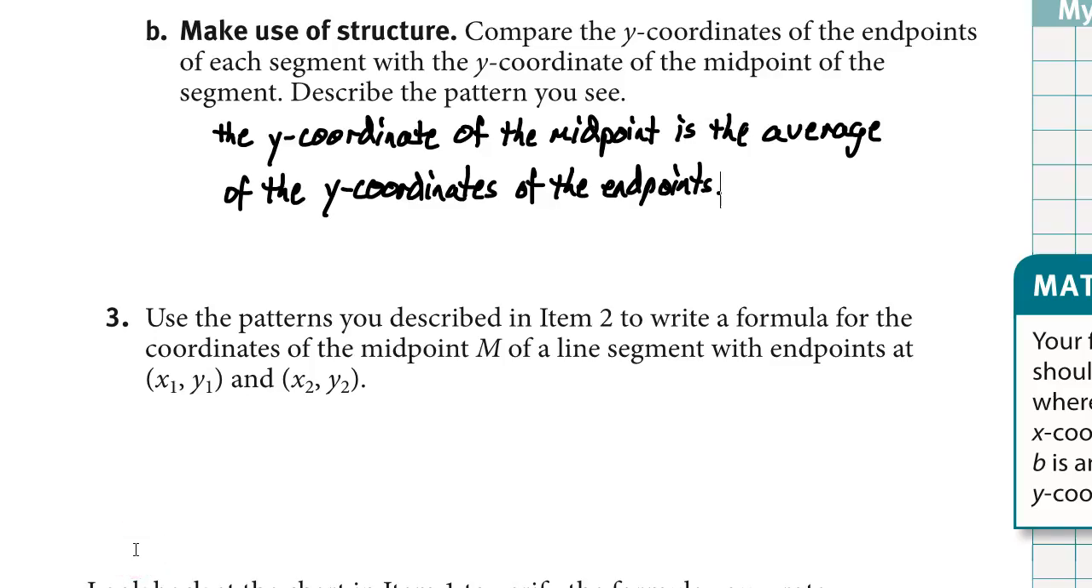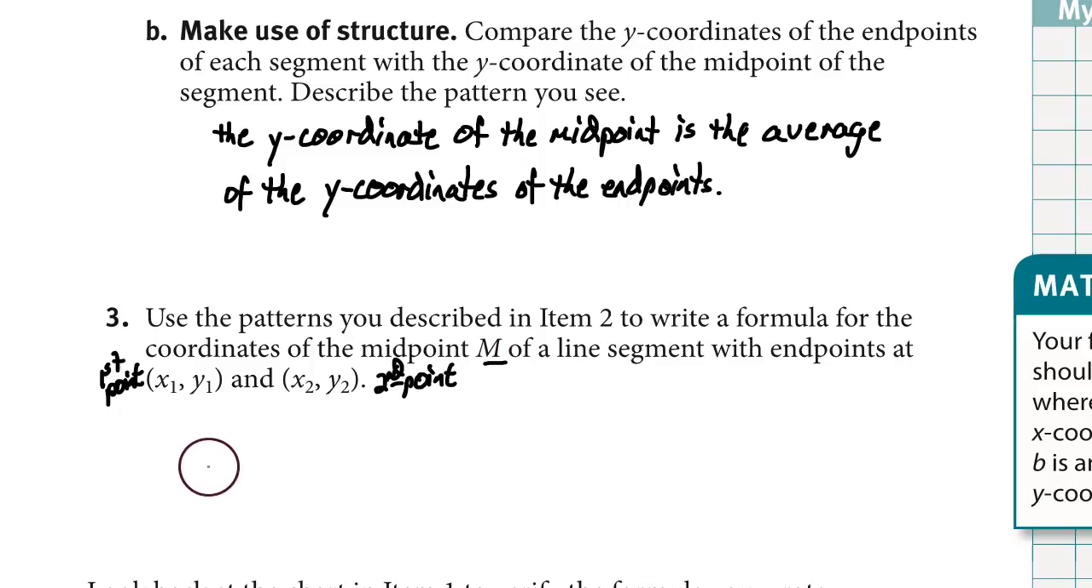Number 3, use those patterns we just described to write a formula for the coordinates of the midpoint M of a line segment that has endpoints with these coordinates. We're going to use the symbols x1, y1 to be the x and y coordinates of the first endpoint of a segment, and we'll use the symbols x2 and y2 to be the coordinates of the second endpoint of the segment, the other end of the segment.